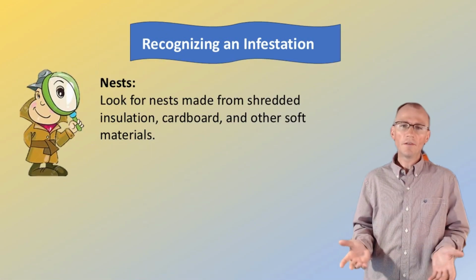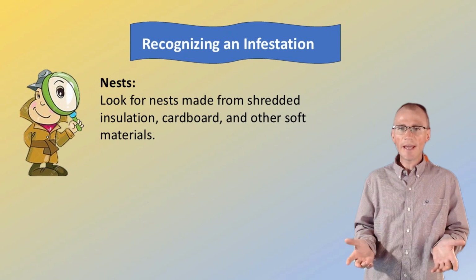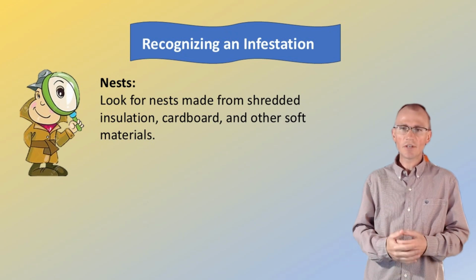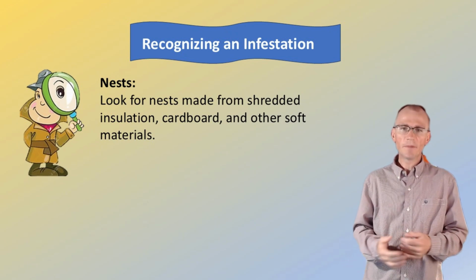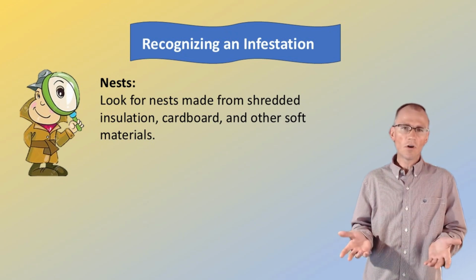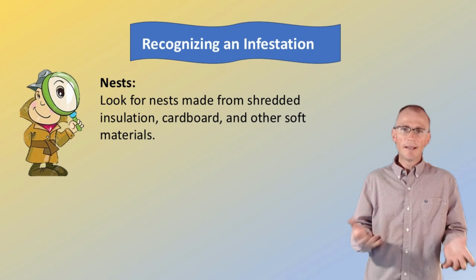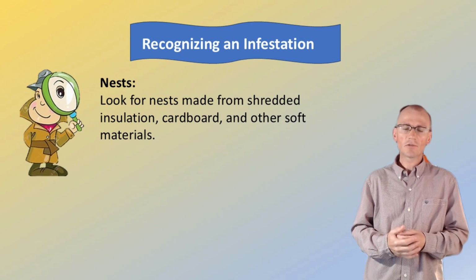Another thing we need to look for in recognizing an infestation is nests. Look for nests made from shredded insulation, cardboard, or other soft materials. And I would just note here, you're going to be looking for nests in a lot of different areas. Attics are always a good area because it's one of those areas they love to get in and nest around the insulation and shred it up.